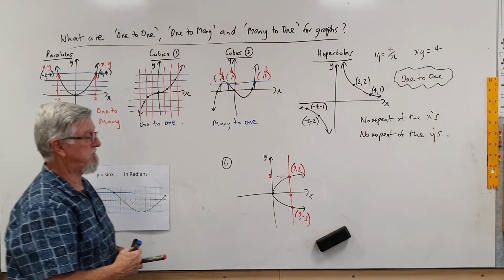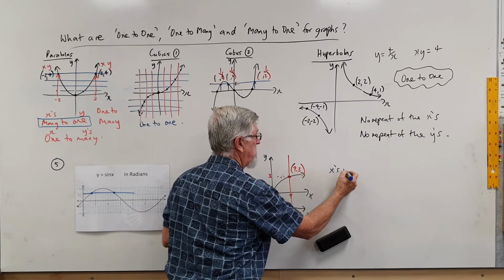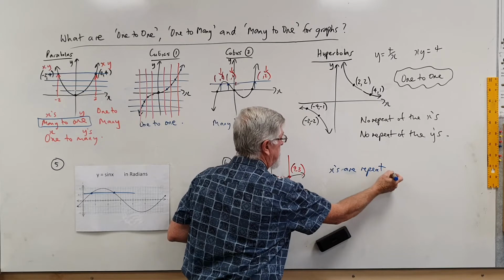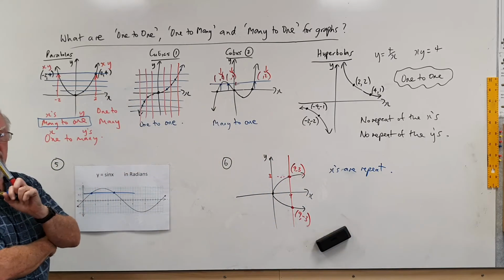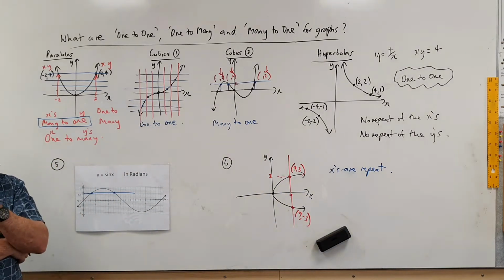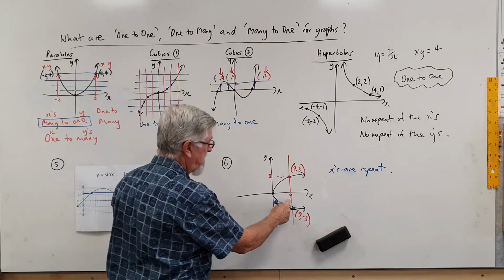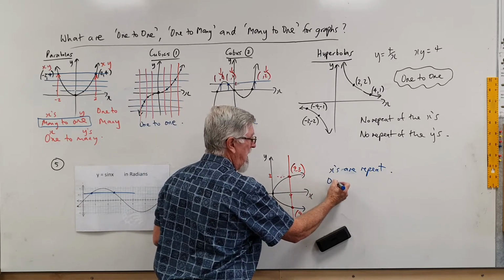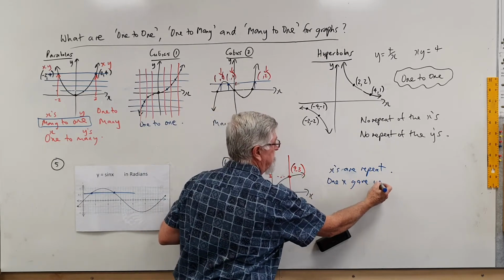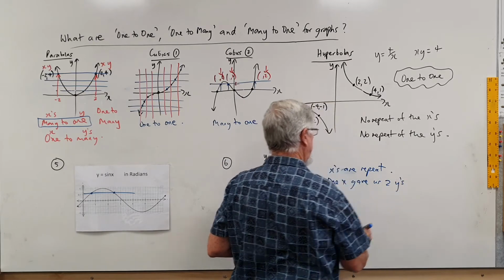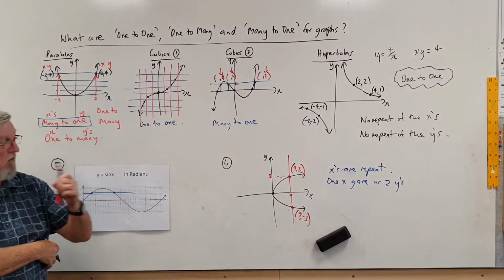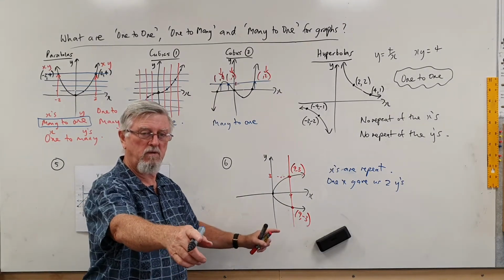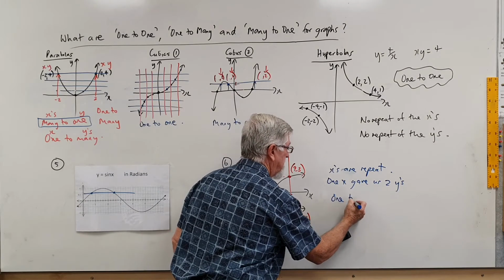Which one got repeated? The x's are repeated. One x value gave us 2 different y values. So 1 x gave us 2 y's. What's that called? 1 to many.